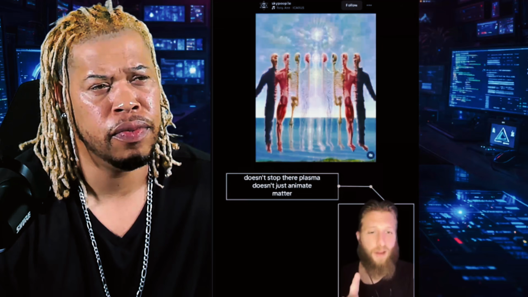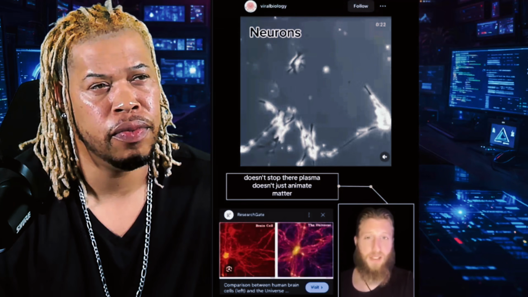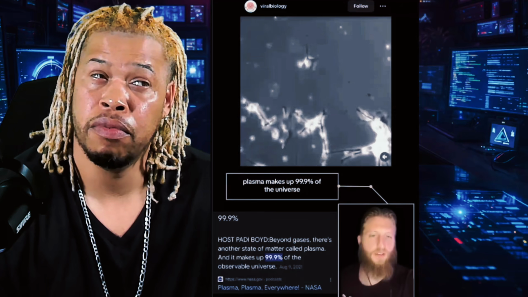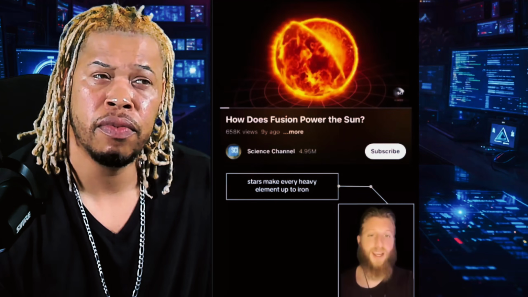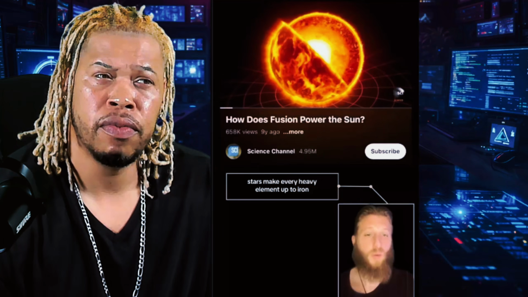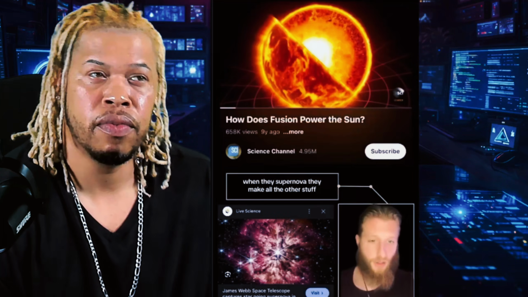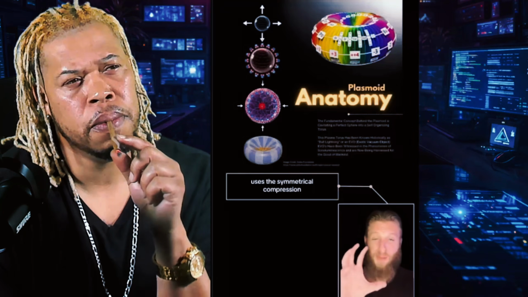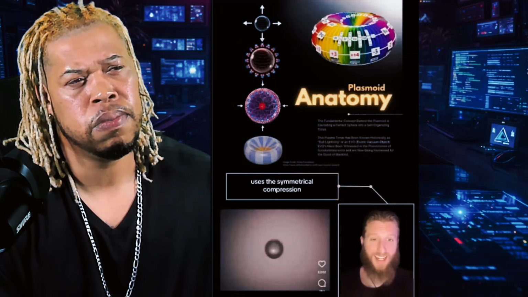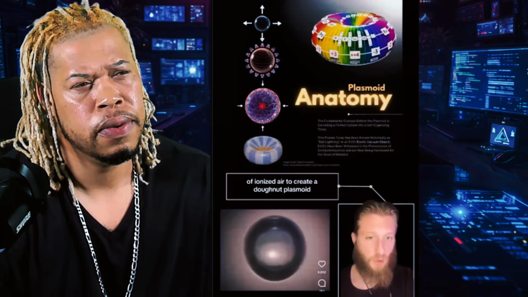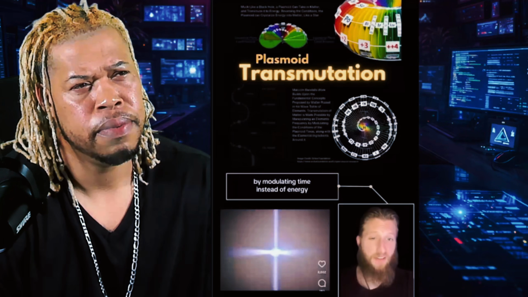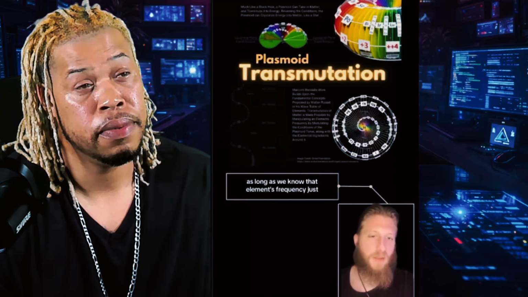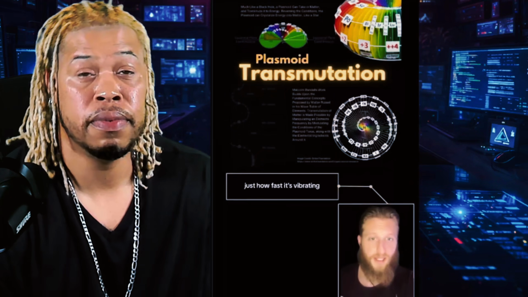It doesn't stop there. Plasma doesn't just animate matter, it seems to be the thing that creates it. Plasma makes up 99.9% of the universe. Stars make every heavy element up to iron. When they supernova, they make all the other stuff. Cold fusion, or atomic alchemy, uses the symmetrical compression of ionized air to create a donut plasmoid. By modulating time instead of energy, new research shows that any element can be created as long as we know that element's frequency, which is just how fast it's vibrating.